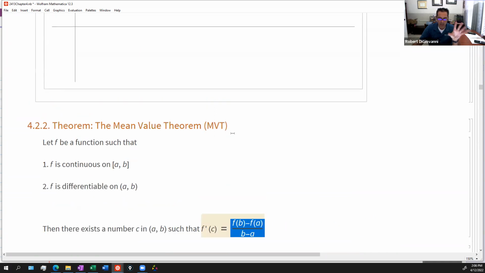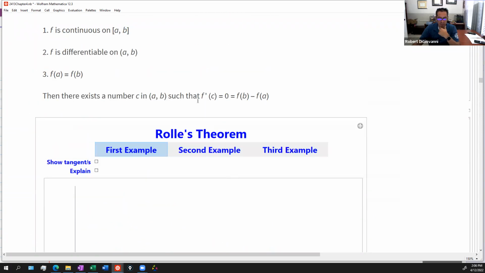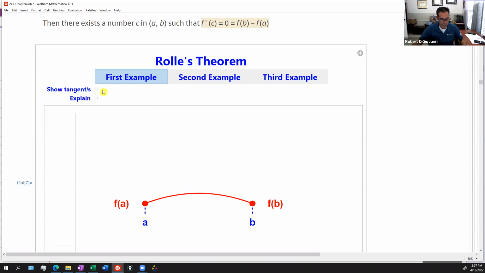Now, I want to go back to Rolle's theorem for a second. Rolle's theorem said that there's got to be a number c where the derivative is 0. Well, Rolle's theorem said the derivative must be 0 because, remember, the two endpoints were at the same place. So that secant line has a slope of 0.